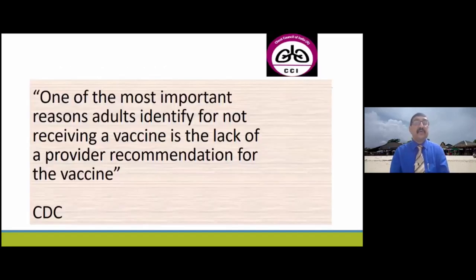One of the most important reasons adults identify for not receiving a vaccine is the lack of a provider recommendation for the vaccine. This was stated by the CDC, the Center for Disease Control, because there is no fixed guideline or recommendation for adult vaccination in any of the countries.